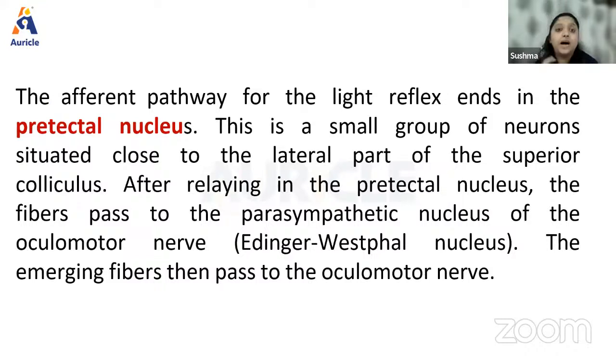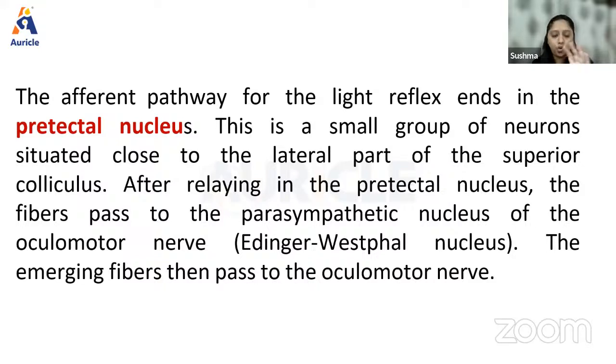Now, the afferent pathway for the light reflex ends in the pretectal nucleus. What is it? It's just a small group of neurons situated very close to the superior colliculus. After they relay in the pretectal nucleus, the fibers pass to the preganglionic parasympathetic nucleus of the oculomotor nerve, which is the Edinger-Westphal nucleus. I've told you already that the Edinger-Westphal nucleus contains the preganglionic parasympathetic fibers.